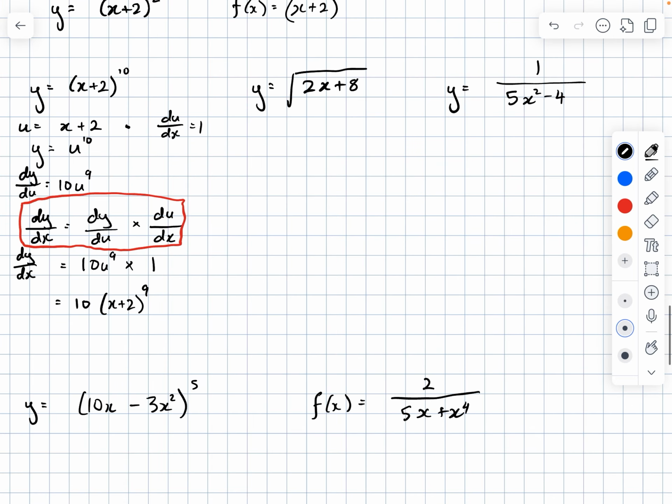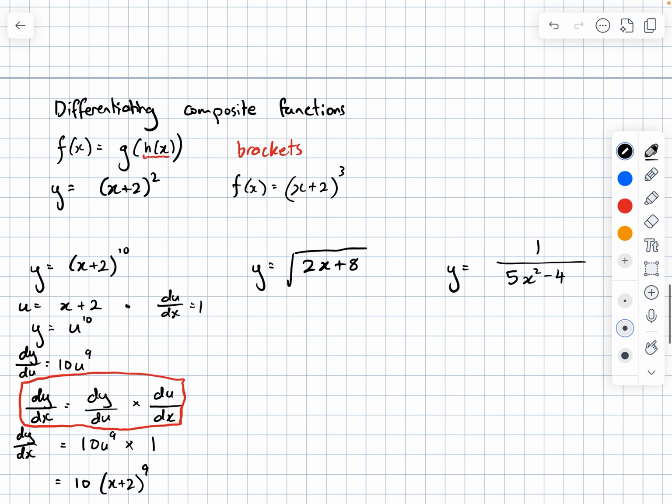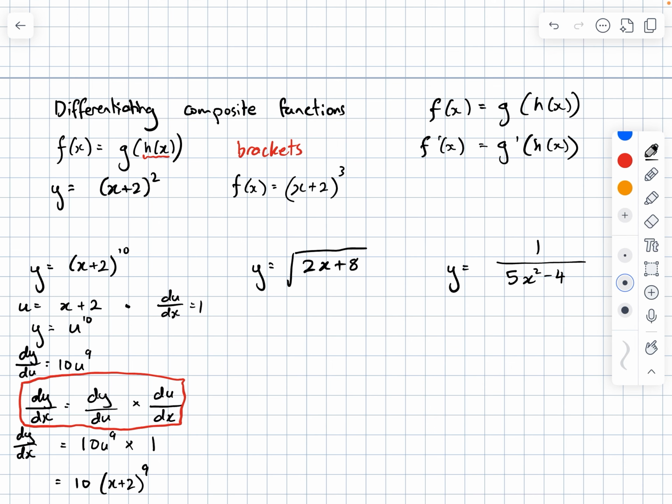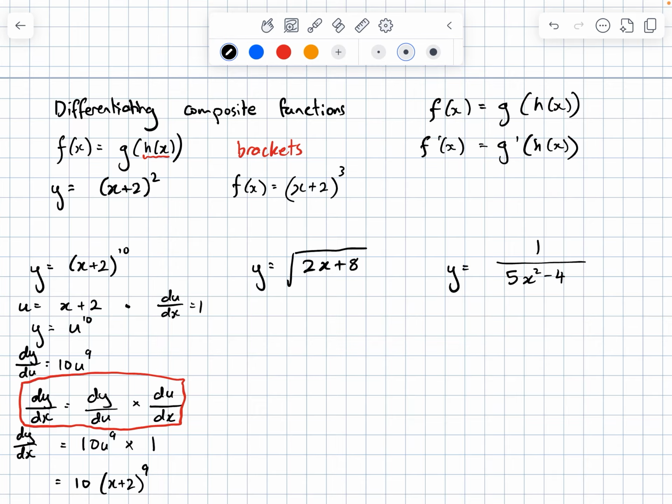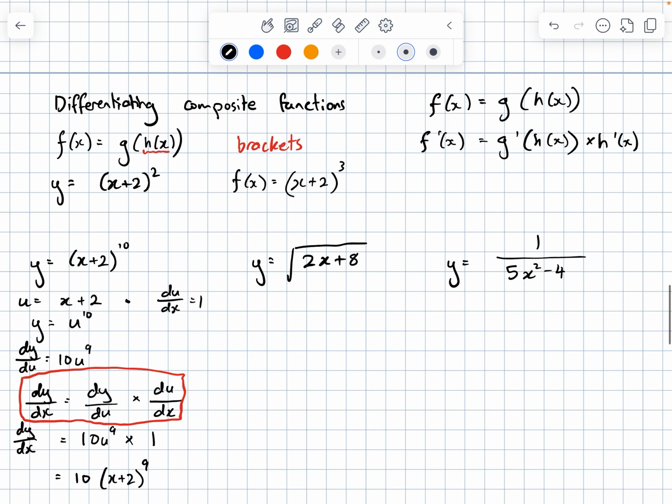This could be written as a rule by saying if you have f(x) equals some function g and then some smaller function h inside, we get f dash x equals, well, you differentiate g, you leave whatever is inside g alone, and you multiply by the derivative of the inside, so h dash x. And we're going to use this rule to speed things up.